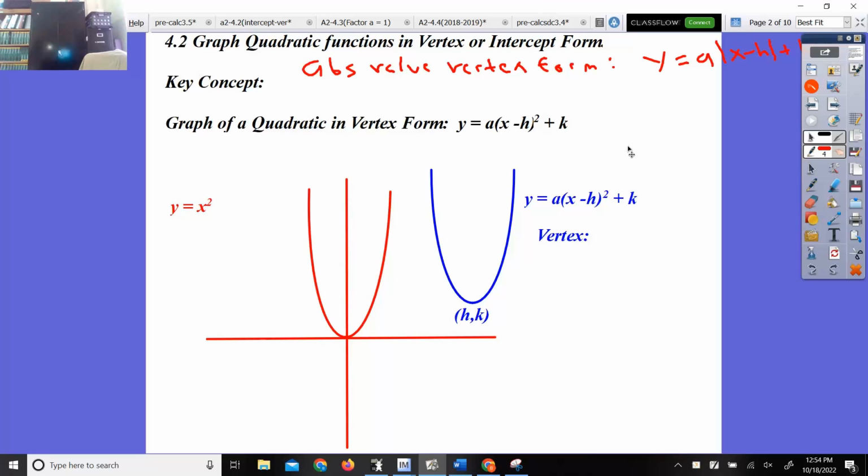Everything works the same way it used to. I swear it does. Your vertex is still at (h, k). That's where it used to be, didn't it? Still there. A still kind of works the same too. I'm not going to use the word slope on this, but this is the initial average rate of change, as average starts with an A.